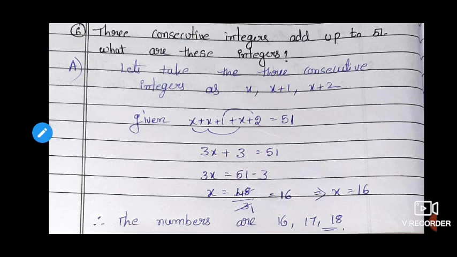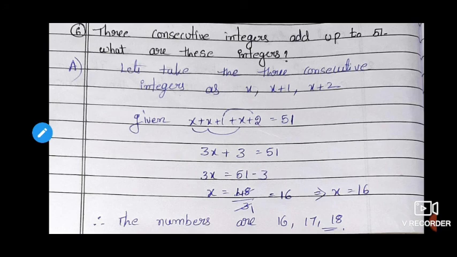So first I'll take the numbers as x, x plus 1, x plus 2. Now they have given that if we add the 3 numbers, we will get 51. So I am going to add x, the first number, plus the second number x plus 1, plus x plus 2, equals 51. Now x plus x plus x, we will add to get 3x, plus the constants 1 plus 2, we will get plus 3, equals 51. I am just simplifying the LHS, the left hand side. Then I will try to find the value of x.